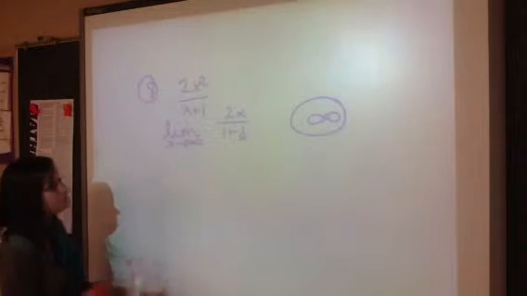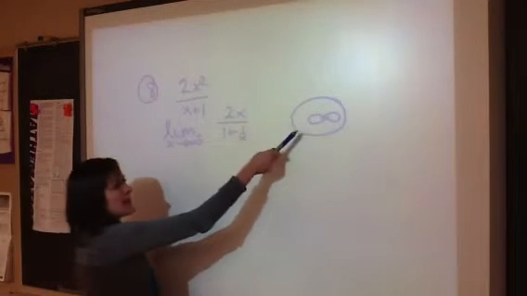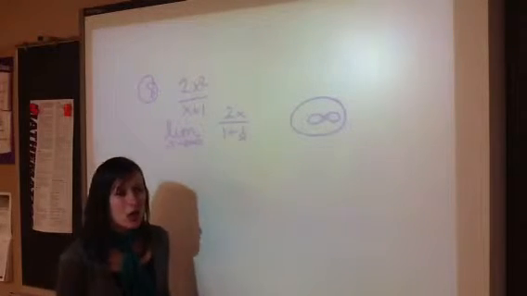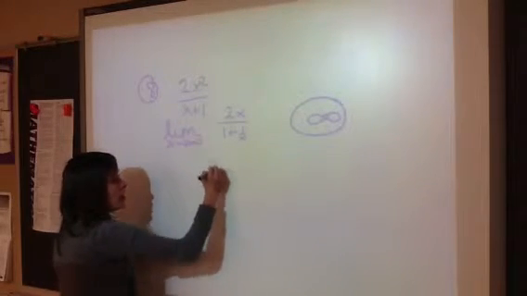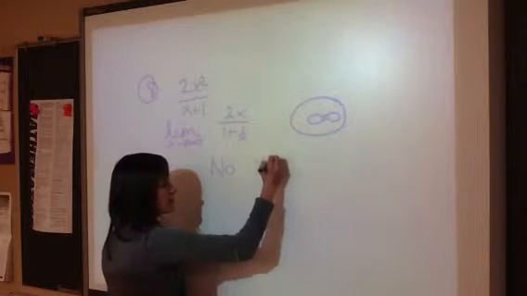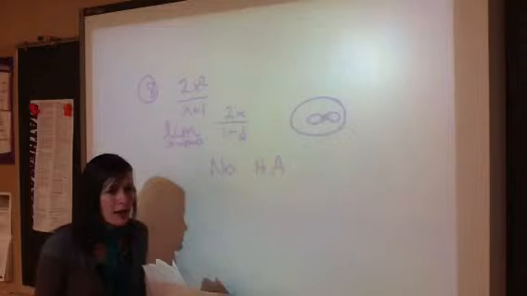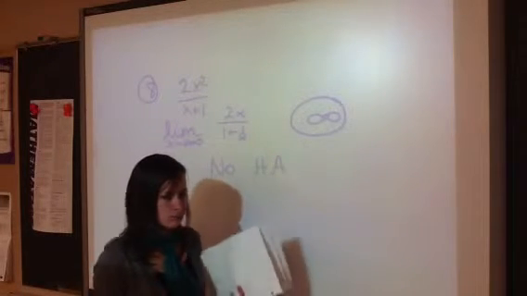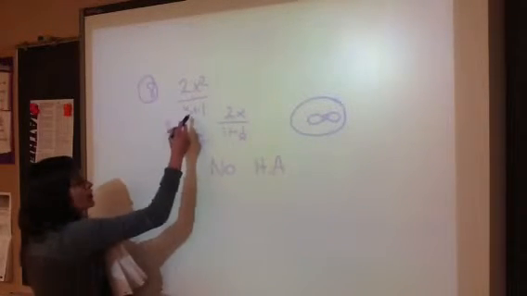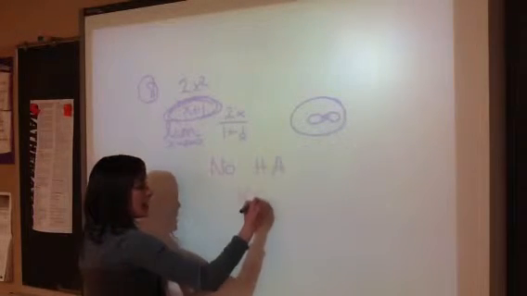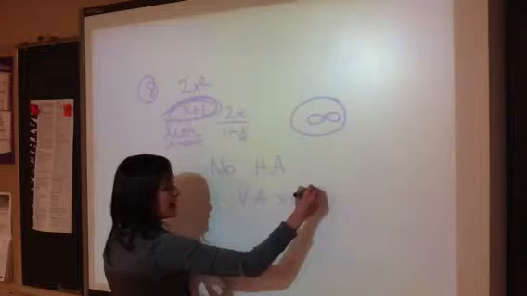Problem number 8. We said our limit was infinity. That's not a number. So I can tell already that this is going to have no horizontal asymptote, because you can't have a horizontal asymptote at y equals infinity. Not possible. So vertical asymptote, we look at our denominator again. You should say x equals negative 1.